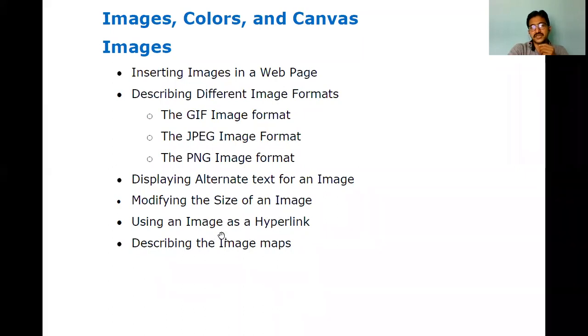We can make an image a hyperlink, because previously we have seen URLs and links. For text we give hyperlinks, but not only for that, also for images we can give hyperlinks. Describing the image maps, just like we have seen with the help of Canvas, we can describe some of the websites, like Google Maps. Like this we can also describe image maps. So these are the subheadings which you need to write in the examination whenever the question comes on images and Canvas.